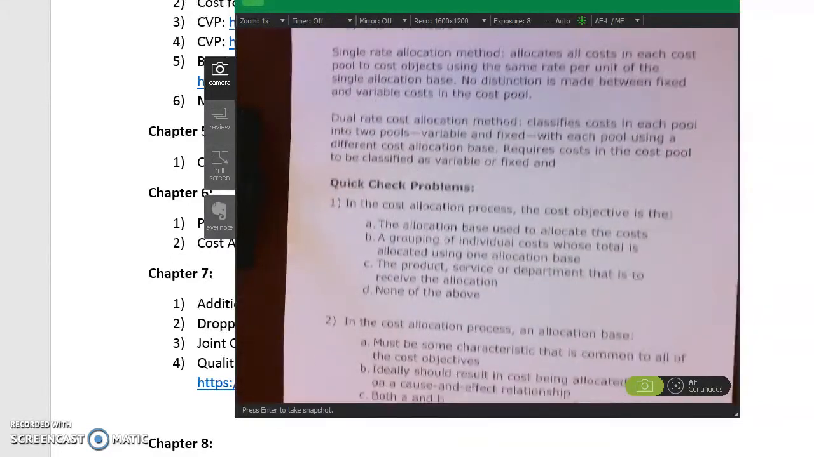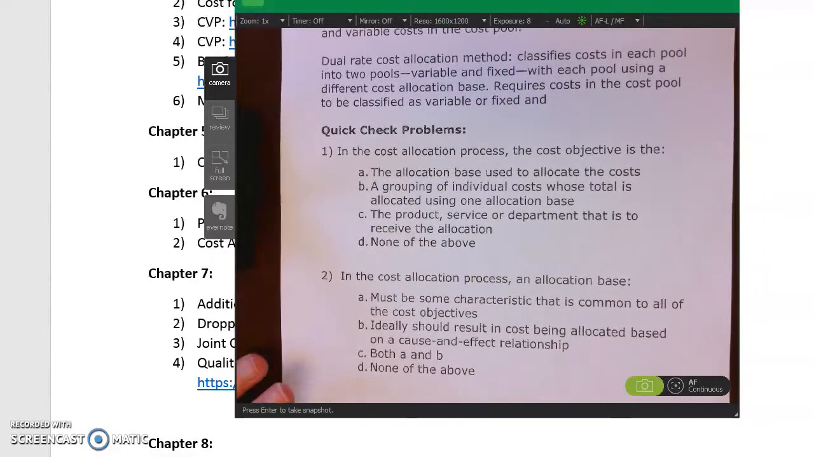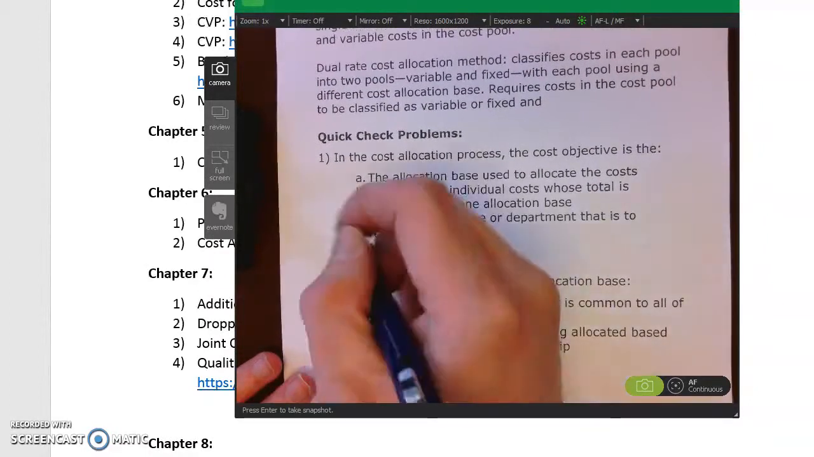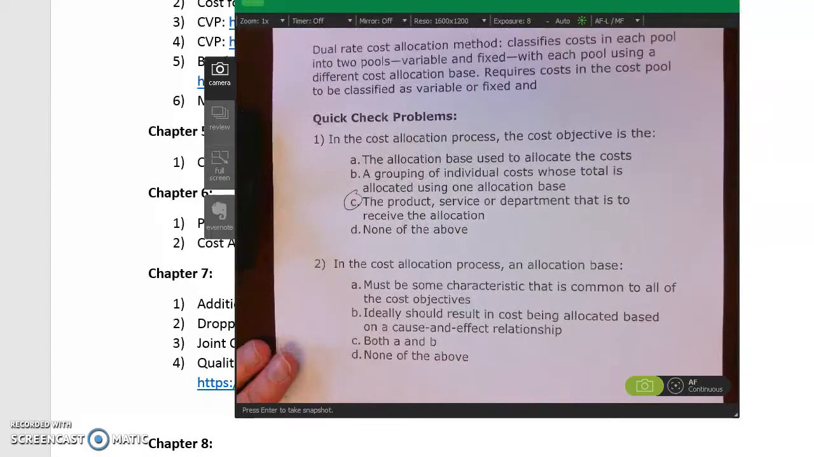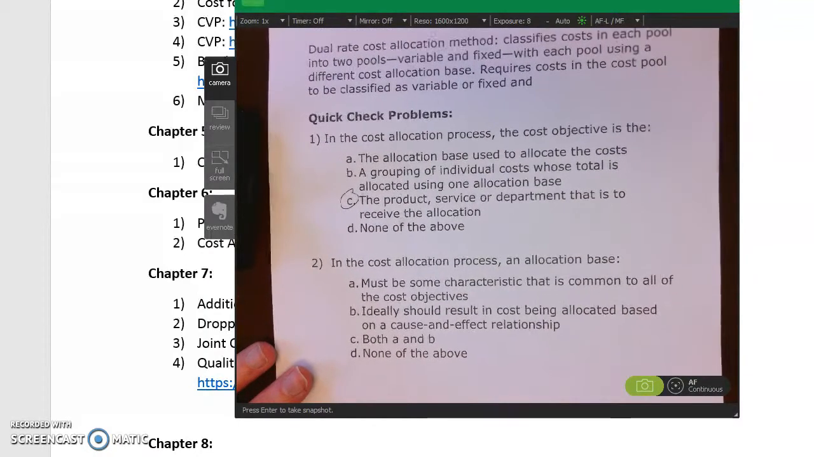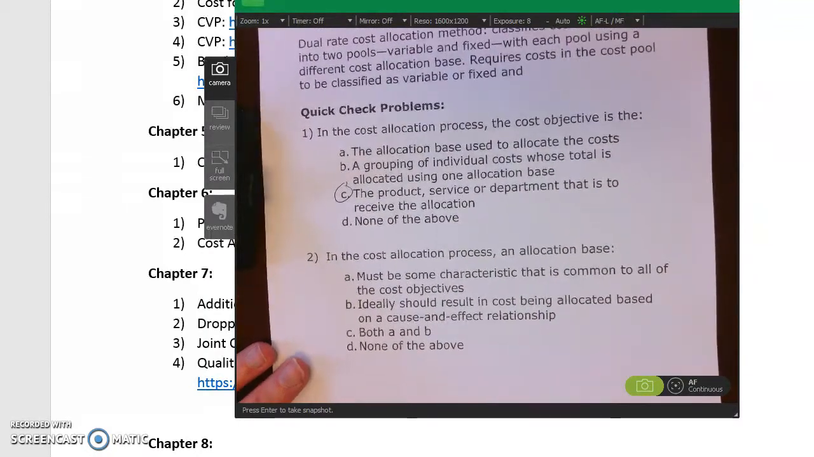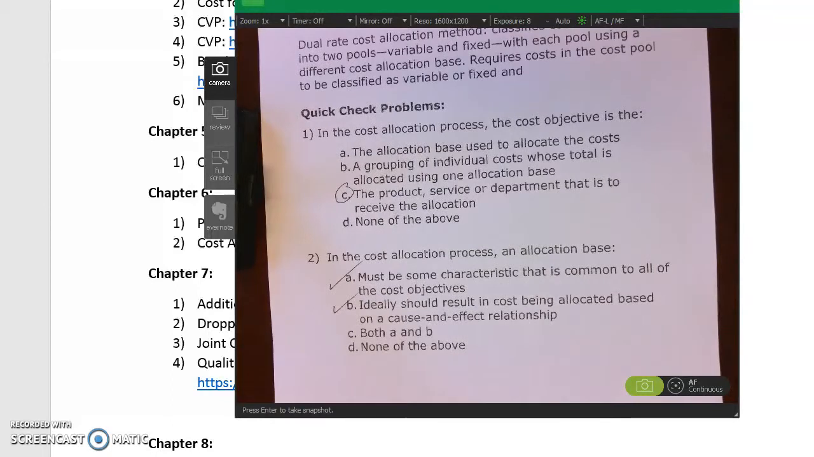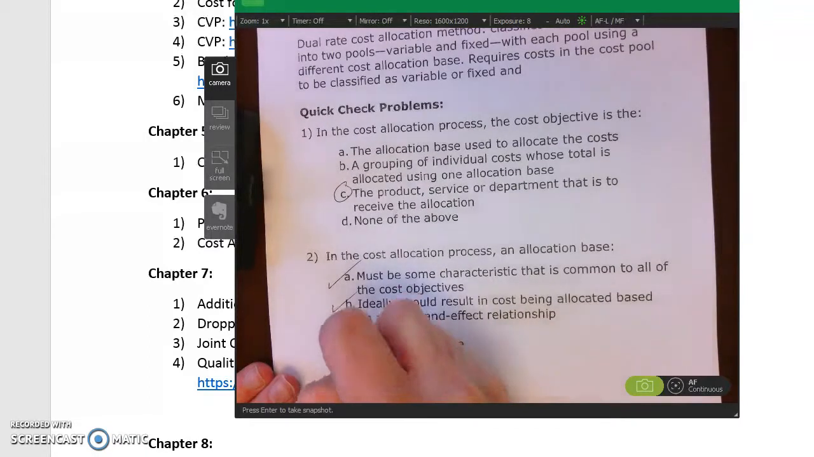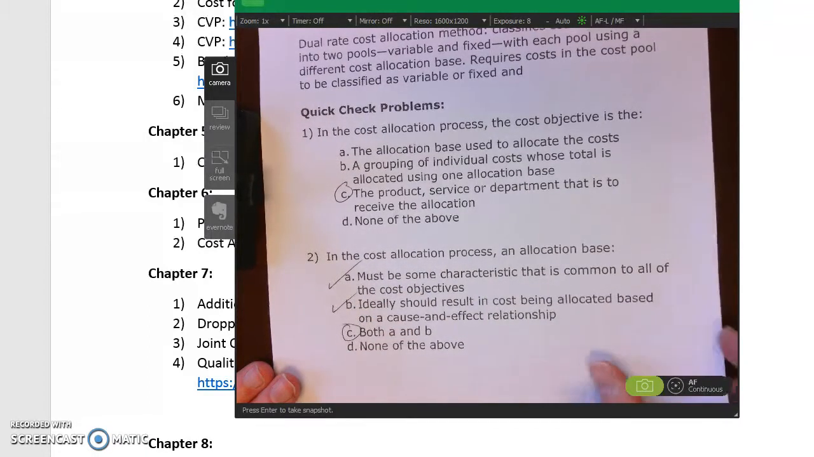Look at these quick check problems. In the cost allocation process, the cost objective is C, the product, department, or service that receives the cost allocation. And then in the cost allocation process, an allocation base must have a cause and effect and must be a characteristic that is common to all the cost objectives. So the right answer is C, both A and B.